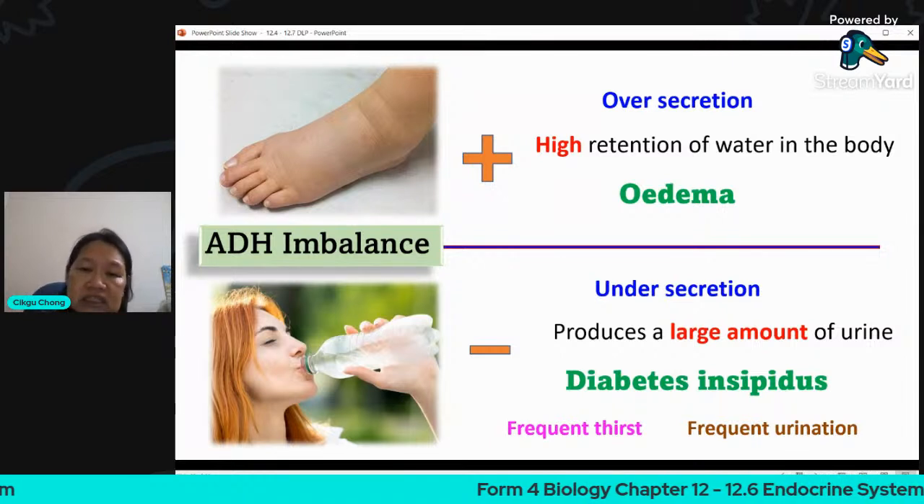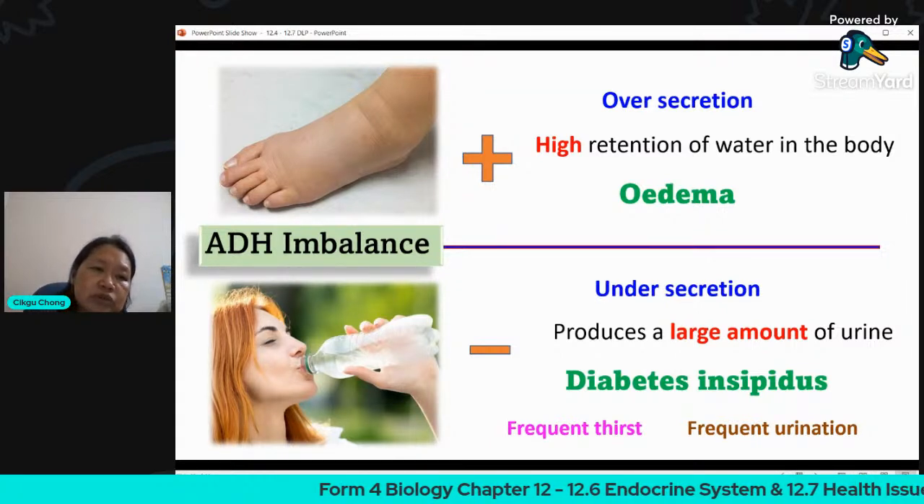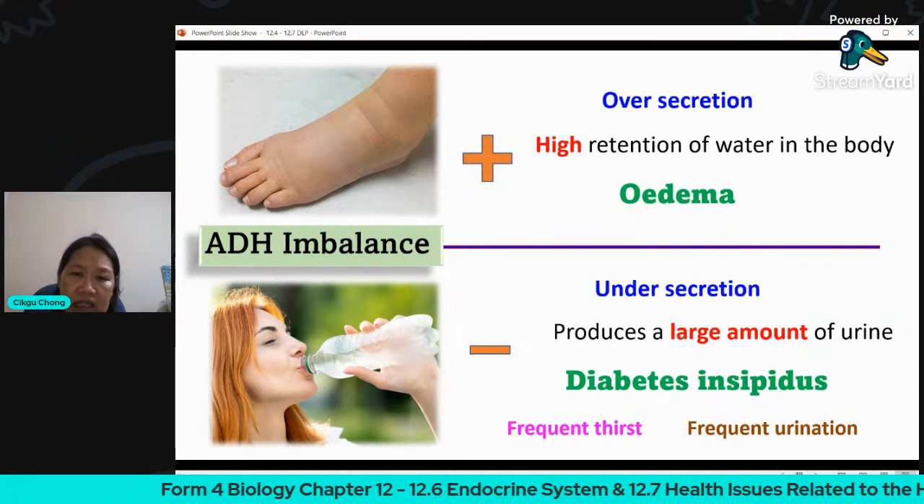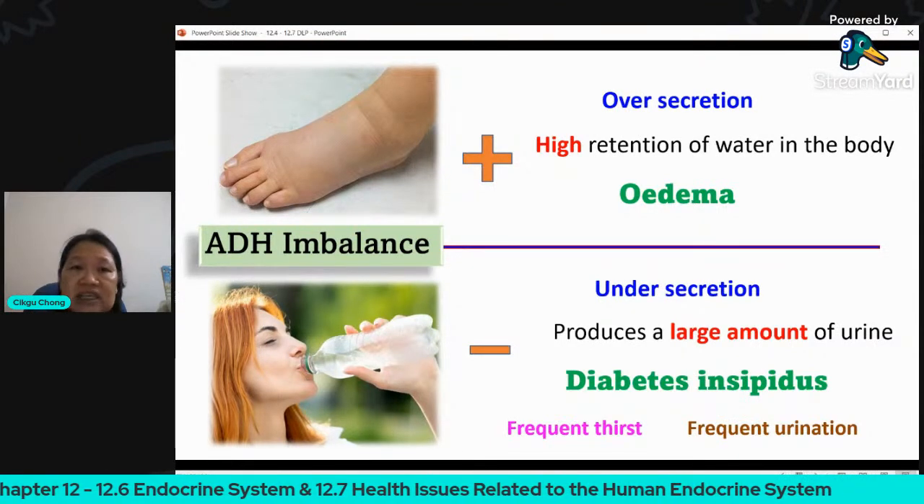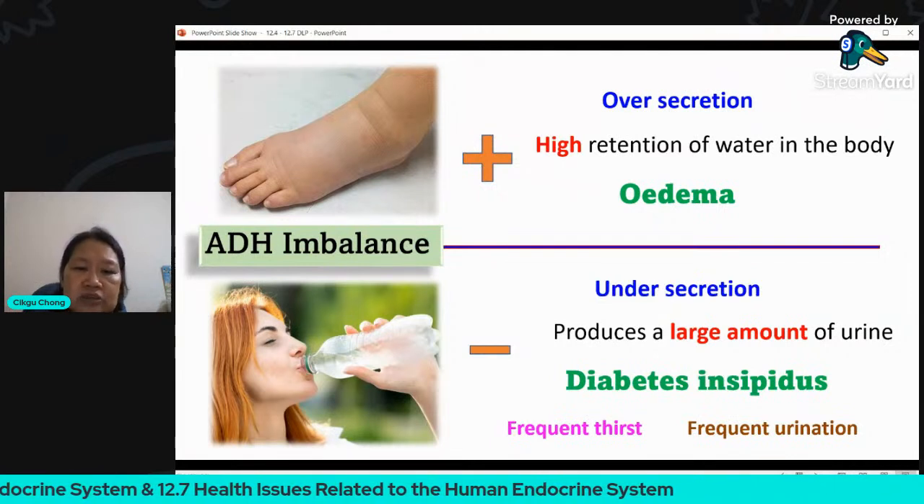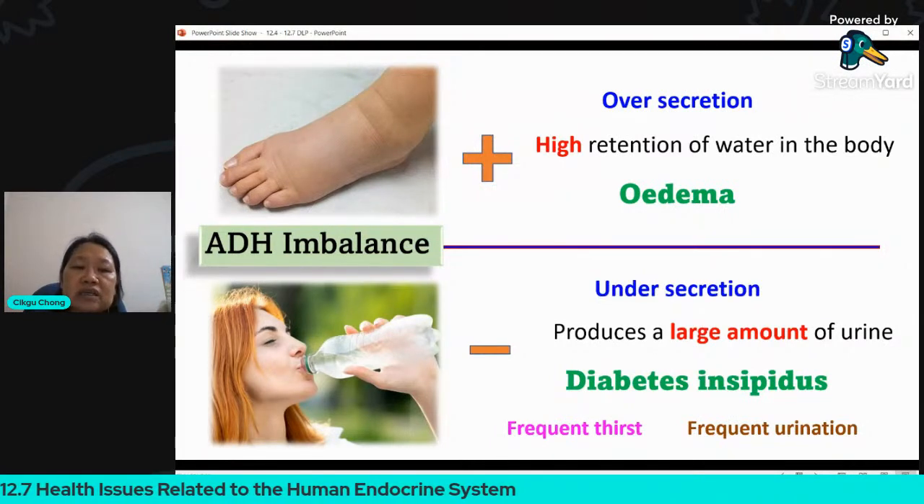With diabetes insipidus, the person will always release a lot of urine, always need to go to the toilet. And at the same time, one of the characteristics is always feeling thirsty. Need to drink a lot of water. Frequently feel thirsty. Frequent thirst.